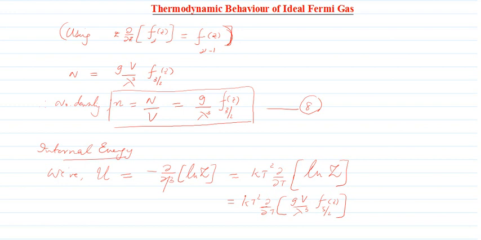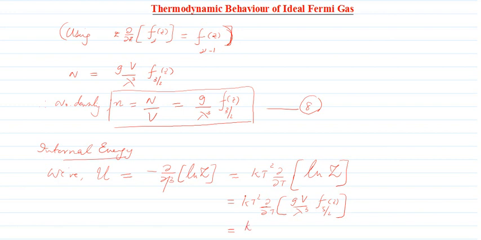Okay, so here when you take ∂/∂T, it's a partial derivative with respect to temperature alone, so you have to treat z as a constant. In that sense you can take f_{5/2}(z) and g, V, etc. outside. And where is the temperature dependence coming in the bracket? That is from λ, because λ = h/√(2πmkT). In that there is a temperature dependence, so I'm retaining that.